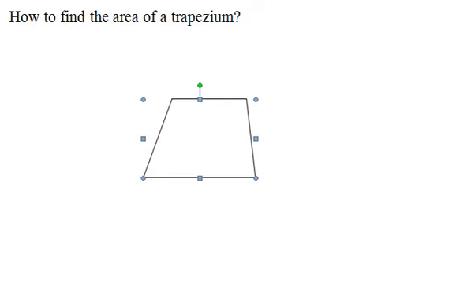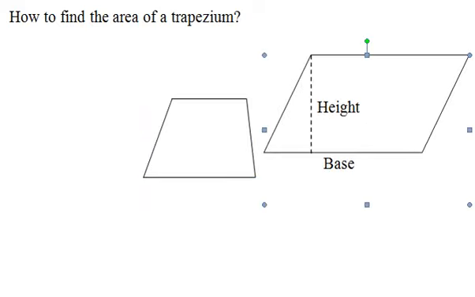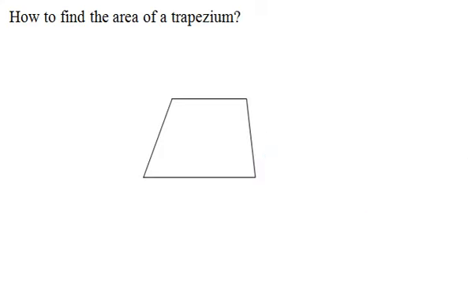Why a parallelogram? Because we know how to find the area of a parallelogram. We can find the area of a parallelogram through base times height. That is the first reason. The second reason is there is a way we can change a trapezium into a parallelogram. So the parallelogram becomes a bridge in finding the area of a trapezium.